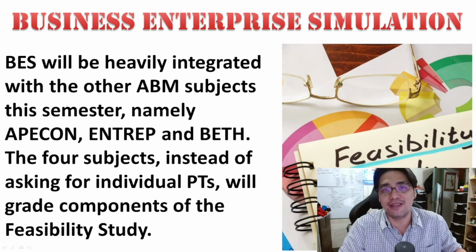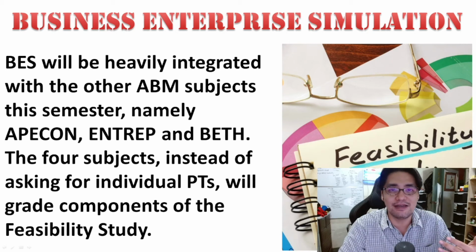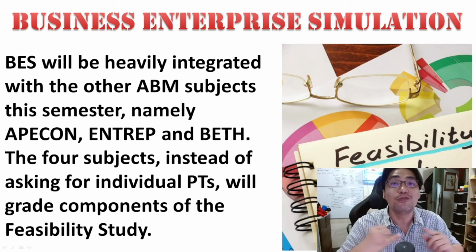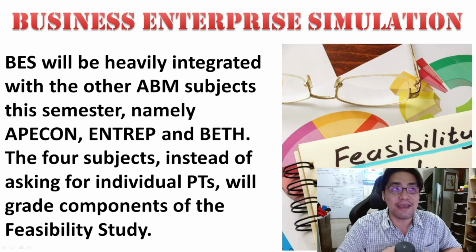For you to understand what this means, let me compare this with what other batches before you did during face-to-face classes. During face-to-face classes, what the students used to do was they had work immersion, but at the same time, they had a separate long paper for applied economics, a separate long paper for entrepreneurship, and 2 separate long papers for business ethics. And at the same time, the subjects of entrepreneurship and business ethics had defenses.